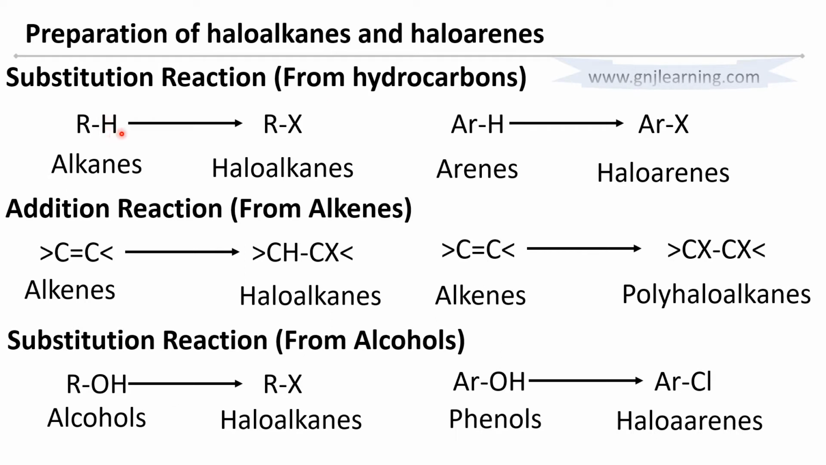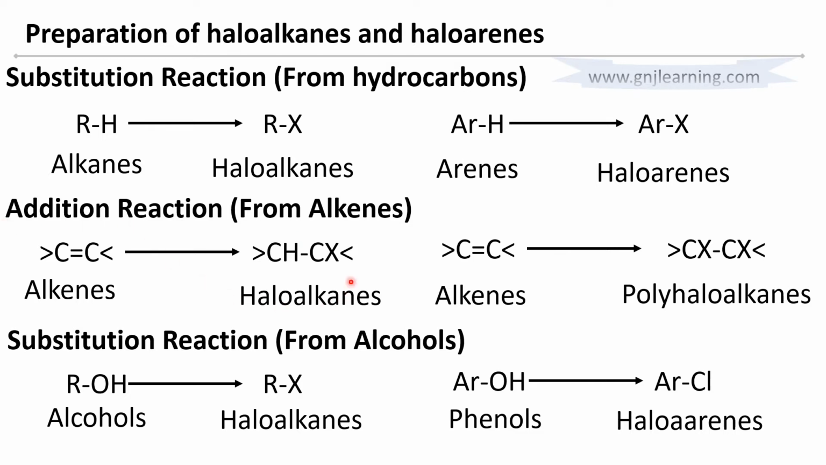From hydrocarbons, if this H is removed and I substitute that with a halide, then I will get a haloalkane. In the second method, I can synthesize it from alkene. What is an alkene? It contains a double bond. If I break this double bond, I can add an atom to this carbon and to this carbon. You can see it here. I am adding H here and X here. Since it's an adding process, we call it an addition reaction.